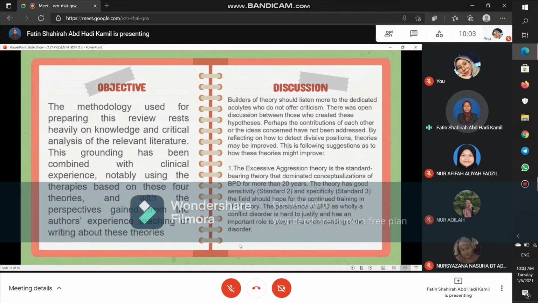As for the methodology, the approach used for preparing this review rests heavily on knowledge and critical analysis of the relevant literature. This grounding has been combined with clinical experience, notably using the therapies based on these four theories, and with the perspective gained from the author's experience teaching or writing about these theories. So for the discussion, I will pass it to Shazana.